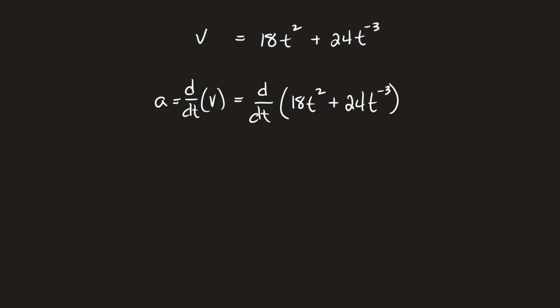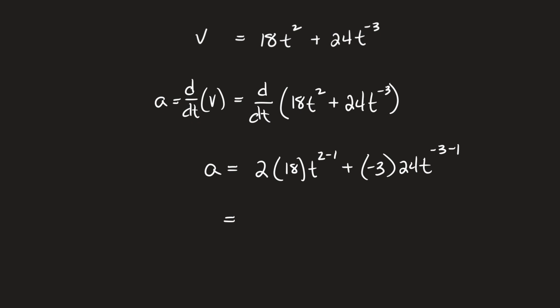Again, following our procedure, we'll go term by term. I'm going to bring down the 2, and then I'm going to subtract 1 from my exponent. Go to the next term. I'm going to bring down the negative 3, subtract 1 from the exponent. Now, simplify. 2 times 18 is going to be 36t. And now 3 times 24, don't forget that negative sign, 72, t to the negative 4.